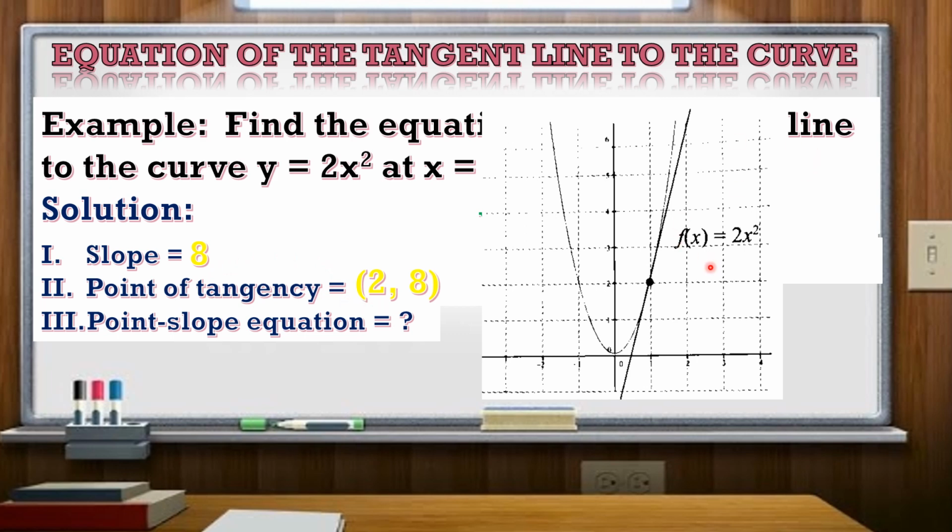Kaya naging ganito siya. Then distribute. Si 8 ibibigay natin kay x at saka kay negative 2. That results to 8x. 8 times negative 2 is negative 16. Then, equate natin siya sa y. So, sa negative 8 na to, ililipat natin sa kabila by transposition or addition property of equality. So, add 8 to eliminate negative 8. That results to y is equal to 8x minus 16 plus 8, or 8x minus 8. This is the equation of the tangent line to the curve y is equal to 2x squared at x is equal to 2.